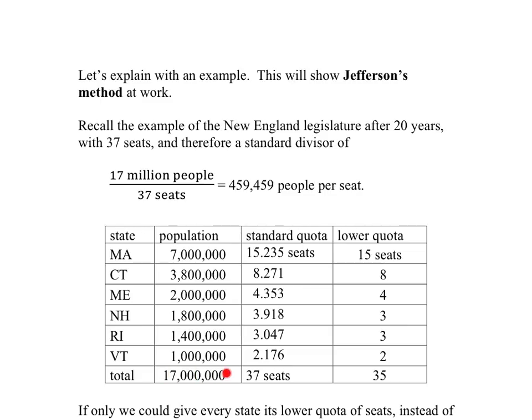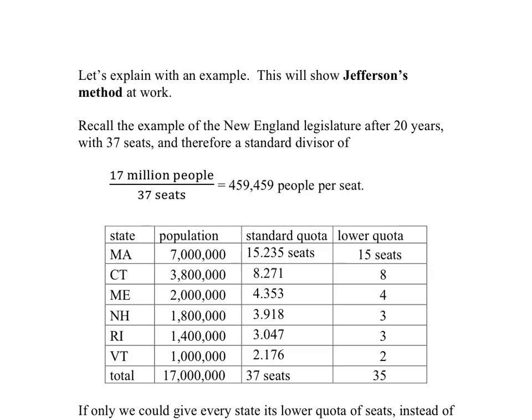Okay, this was the example where the total population had risen to 17 million. So 17 million people total, spread out among 37 seats, 37 congressional districts, means that the average congressional district is home to 459,459 people. If you compute this, you'll find that there is some decimal part here, but we'll just round to the nearest person. That'll be fine.